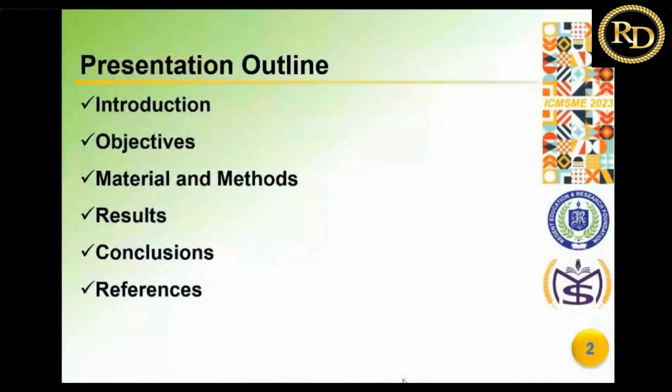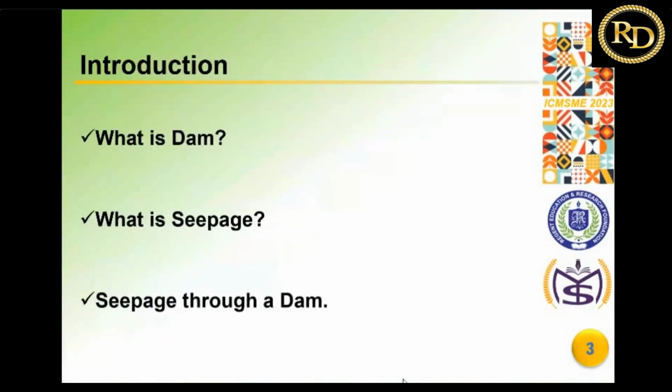This is the presentation outline for my work. Now, starting with the introduction, actually, what is a dam? The dam is an impermeable barrier in front of the water flow that is mainly used to store or divert the flow of direction. Dams may fail due to some criteria such as piping, overtopping, and seepage.